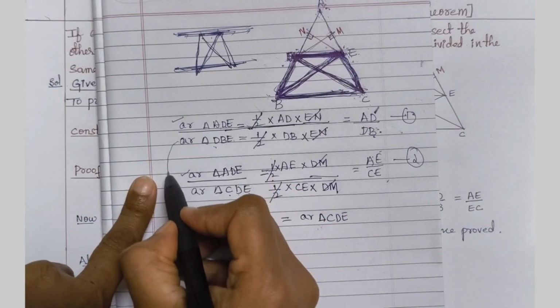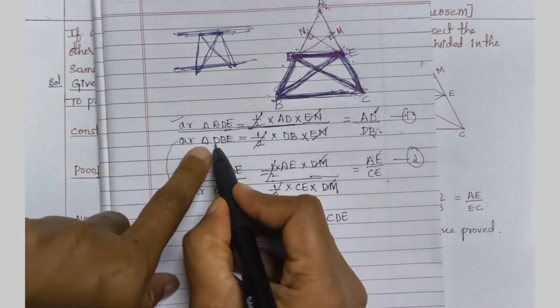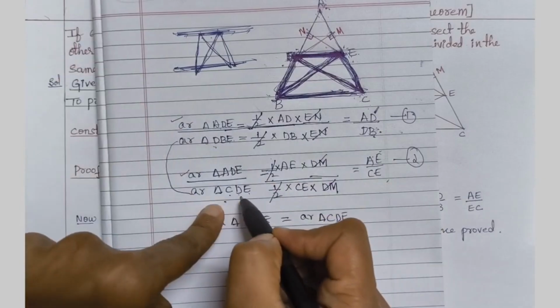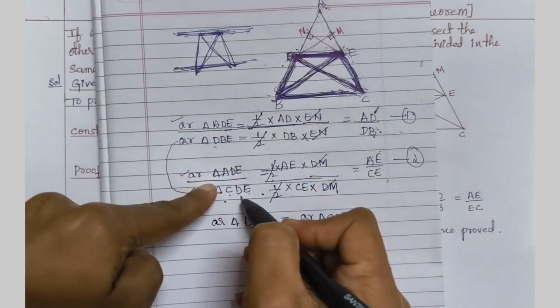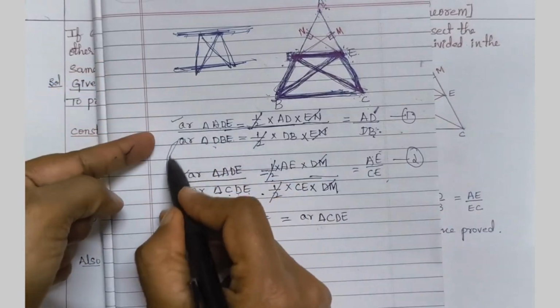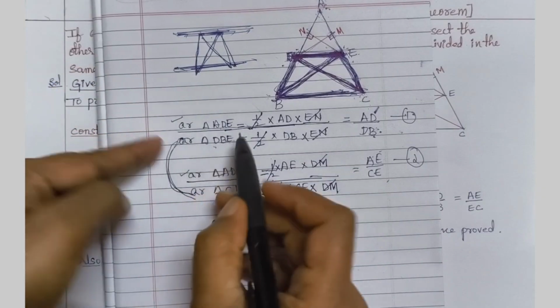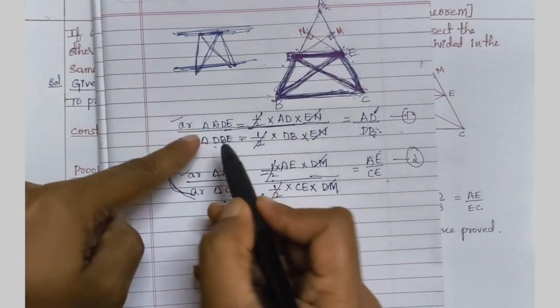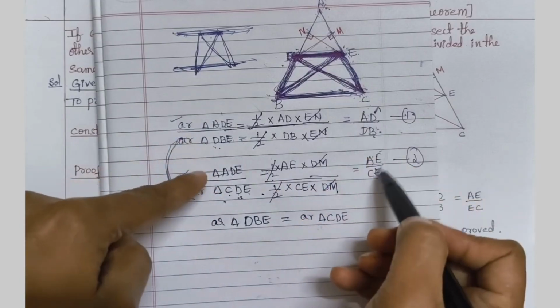These two triangles' areas are equal, meaning DBE plus you can write CDE also, and CDE plus you can write DBE also. So these two areas are equal. In this place you can write CDE, so this is equal to it, and you will get both equal.